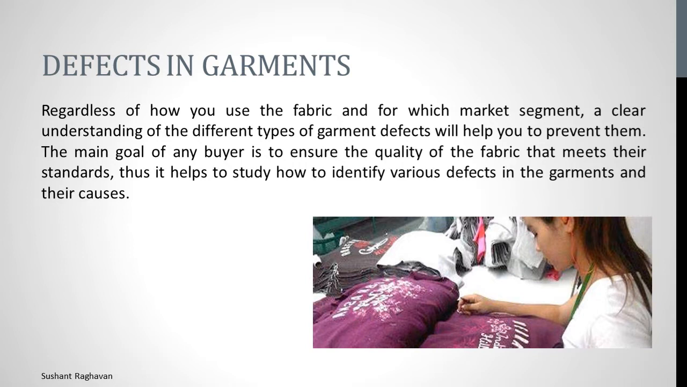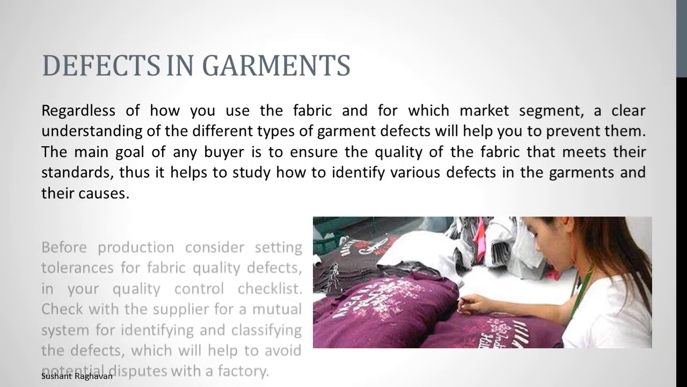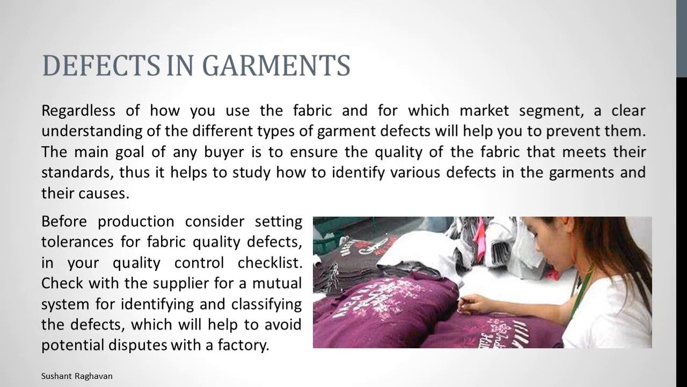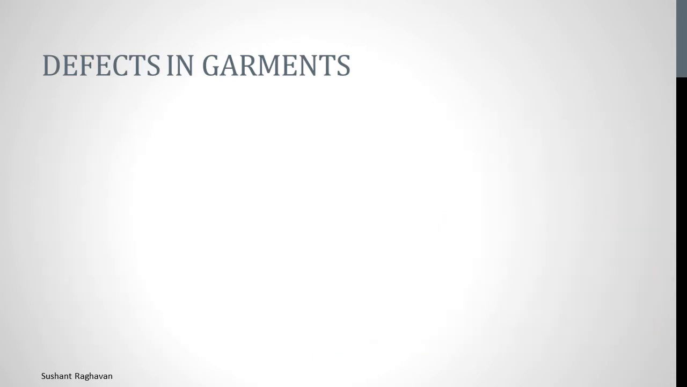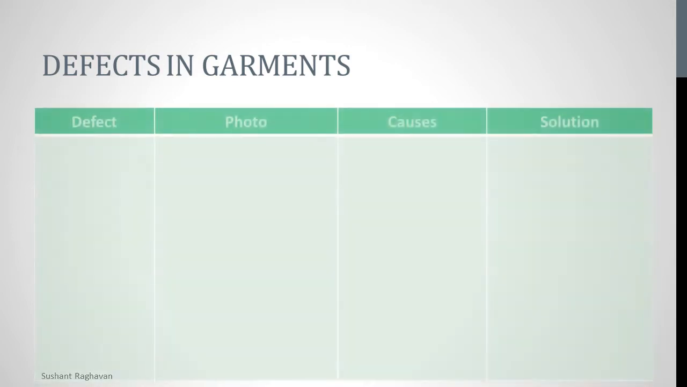The main goal of any buyer is to ensure the quality of the fabric that meets their standards. Thus, it helps to study how to identify various defects in the garments and their causes. Before production, consider setting tolerance for fabric quality defects in your quality control checklist. Check with the supplier for a mutual system for identifying and classifying the defects, which will help to avoid potential disputes with the factory.